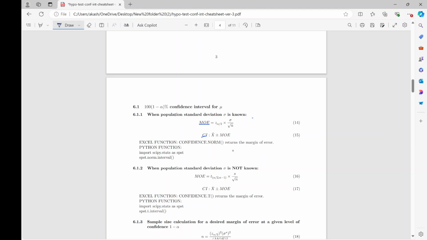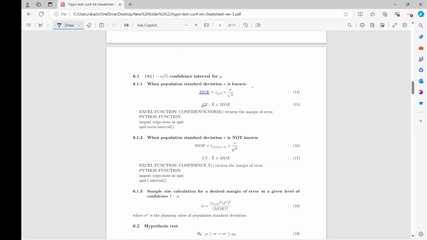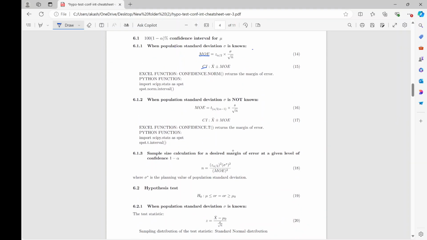Now, if we have sample standard deviation and not population standard deviation, then we will use S, the standard deviation of the sample, and we can again calculate the same thing. For t distribution, we will use alpha by 2, comma degree of freedom, which is basically sample size minus 1, and the same formula. Sometimes they may ask to calculate what n should be when MOE is given. Then you just substitute the values and calculate n.